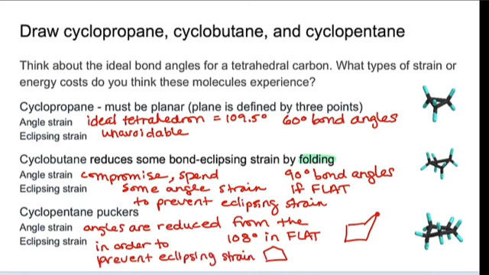What we're going to see next is cyclohexane. So 6-membered rings are so fascinating. They can bend into so many different conformations of so many different energies, and so we're going to spend the next few microlectures talking about them.